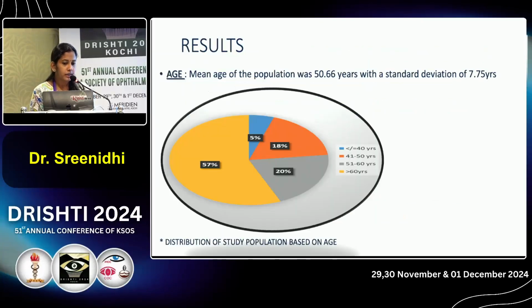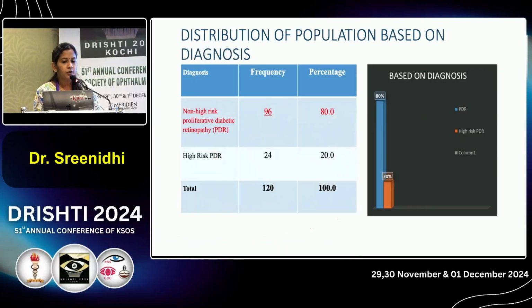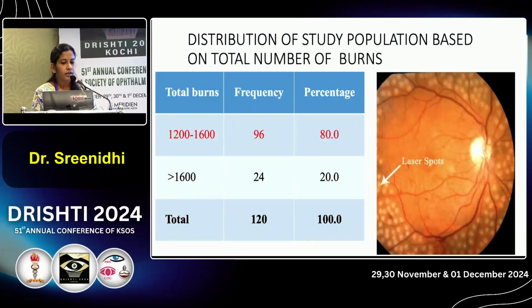Then coming to results, the mean age of the population was 50 years with a standard deviation of 7.75 years. Coming to the diagnosis, 96 eyes were diagnosed with non-high-risk proliferative diabetic retinopathy and 24 eyes with high-risk PDR. Based on the total number of burns, 96 eyes were given a total number of burns in the range of 1200 to 1600, and 24 eyes more than 1600.